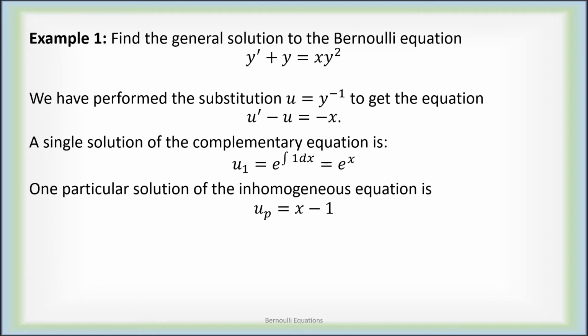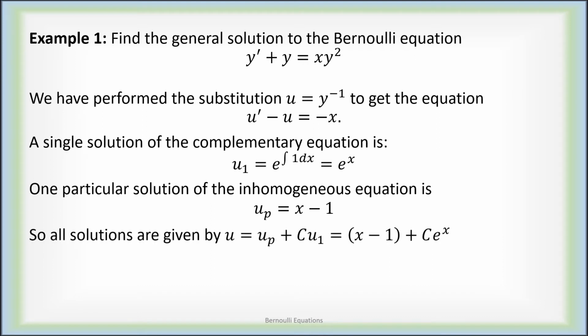All right, what have we done so far? We began by doing the substitution u equals y to the minus 1. That gave us a new differential equation, a nice linear first-order inhomogeneous equation. How do we solve that? Find one solution to the complementary equation, we got e to the x. You also have to find a particular solution to the inhomogeneous equation, and we got x minus 1. Therefore, all solutions to this differential equation in u are given by u sub p plus any constant times u sub 1. In other words, x minus 1 plus a constant times e to the x.